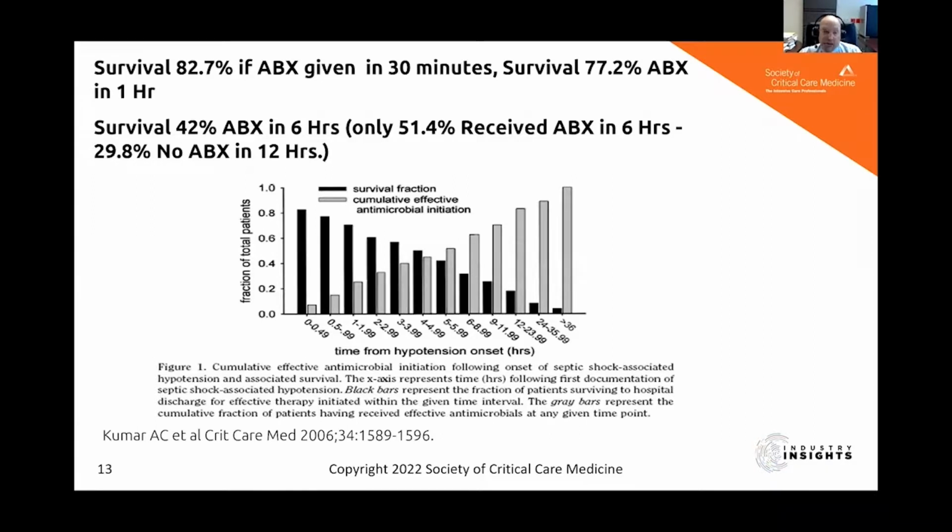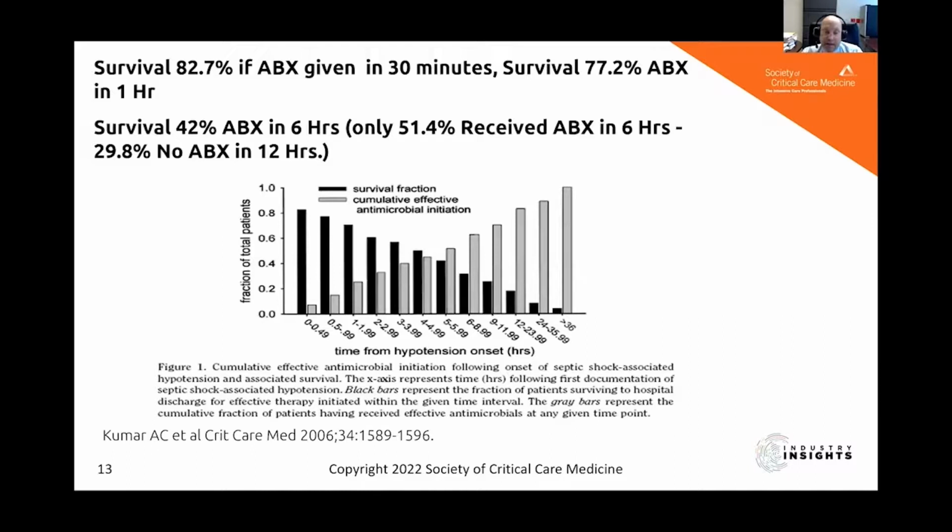If antibiotics are given, and I should emphasize, appropriate antibiotic therapy is given, within the first 30 minutes, survival in hypotensive associated sepsis was 82.7%. But if you wait 6 hours before appropriate antibiotics are administered, survival drops down to 42%. And unfortunately, about half of the patients in this retrospective study didn't receive their antibiotics until after 6 hours of hypotension.